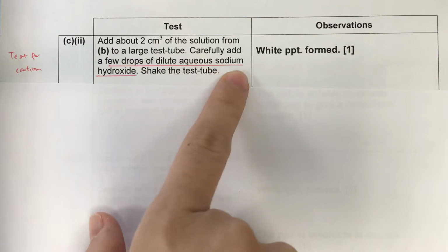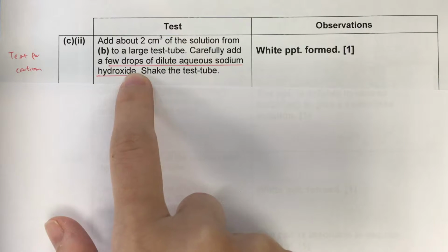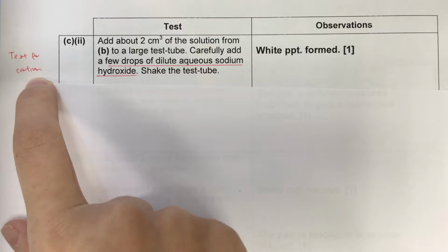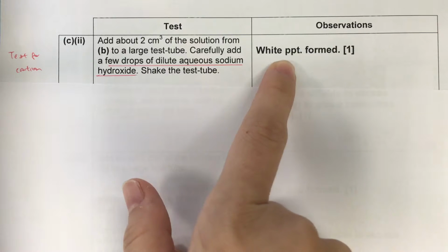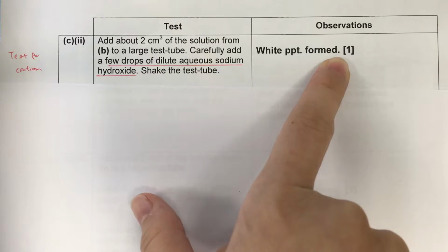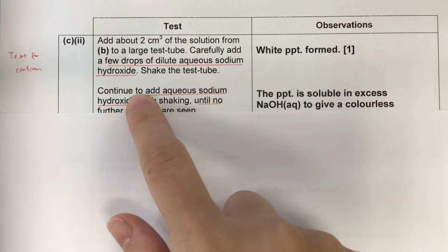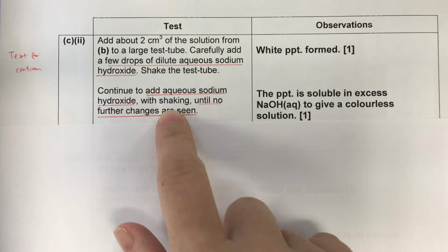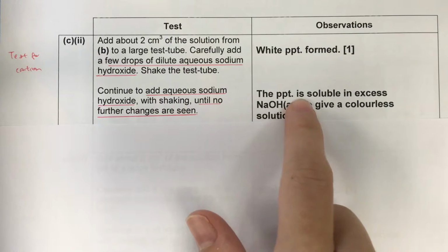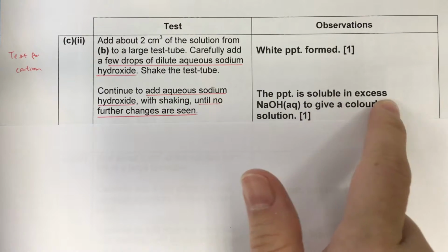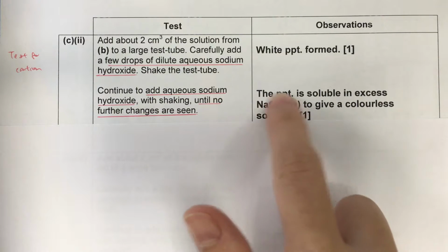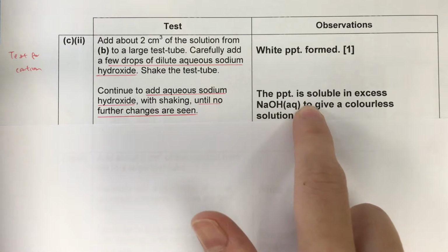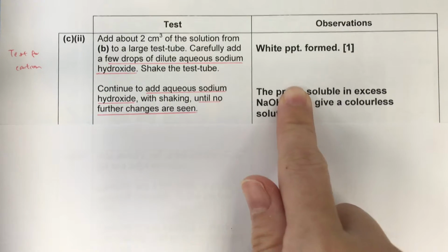Okay, for this next one, add few drops of aqueous sodium hydroxide means it's a test for cation. So test for cation, if you refer to the practical sheet, you always say what color PPT is formed. Then only if they say add aqueous sodium hydroxide until no further changes are seen, this means you must add an excess. Then you say whether the precipitate is soluble, and if it's soluble in excess, say excess what? Excess NaOH aqueous to give a colorless solution. So please give complete statements.